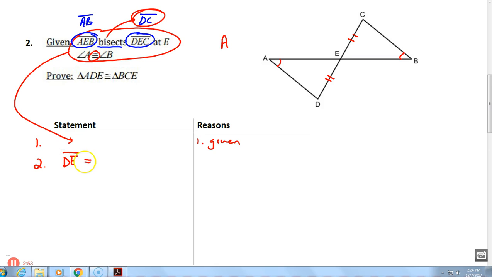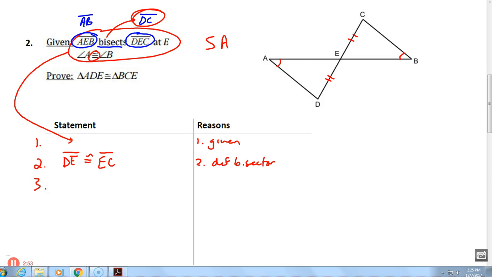DE is congruent to EC, and that is the definition of a bisector. So I got that marked down. So I have 2 pieces. I have an S and I have an A. So what can I get from my hidden stuff?